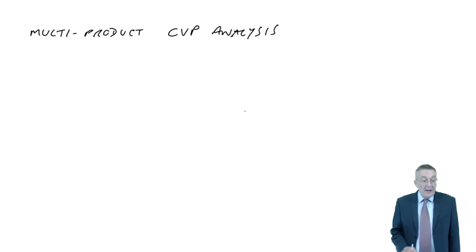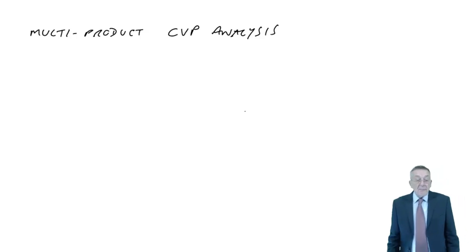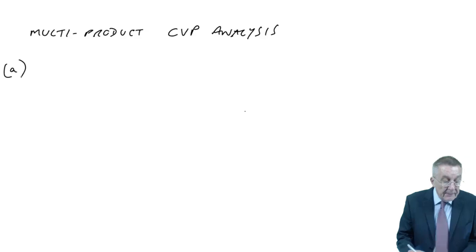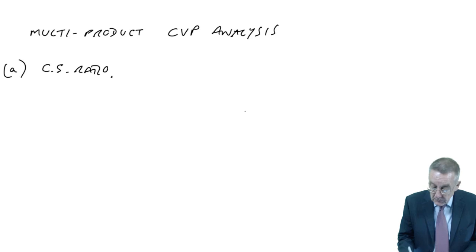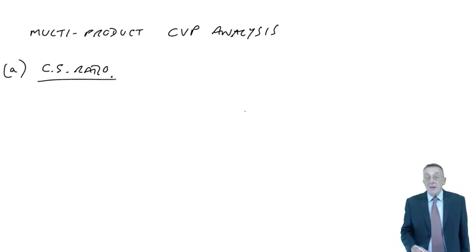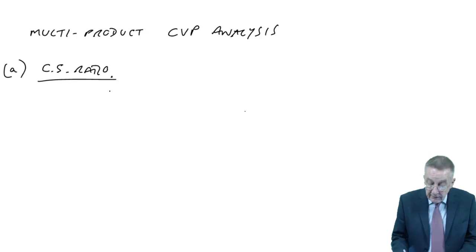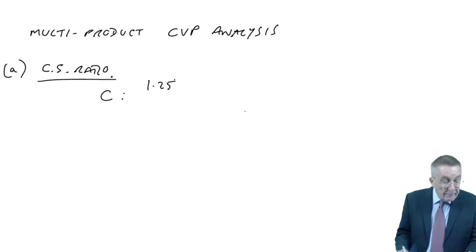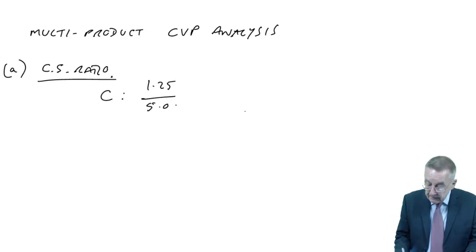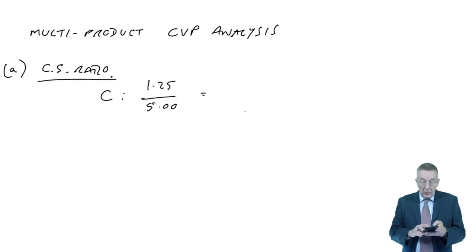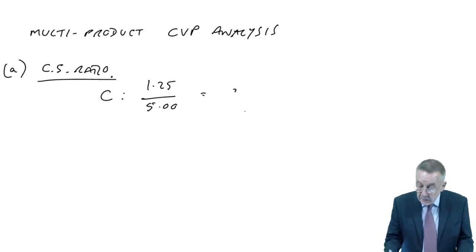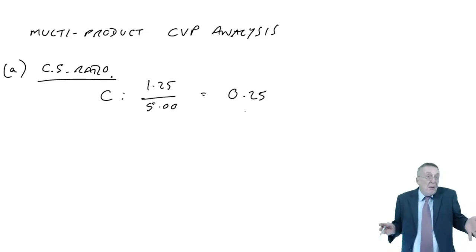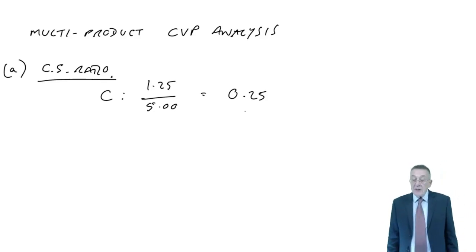So we're going to do several things here, A, B, C, D, and then there's an E and an F coming at the end. First of all, it says, calculate the CS ratio for each product individually. Well, we spent enough time on this in the previous lecture, so we can write these straight down. For product C, contribution is $1.25. Selling price is 5, and so the ratio 1.25 over 5 is 0.25. Some people write 25%, it's the same, but I'll keep these as ratios.